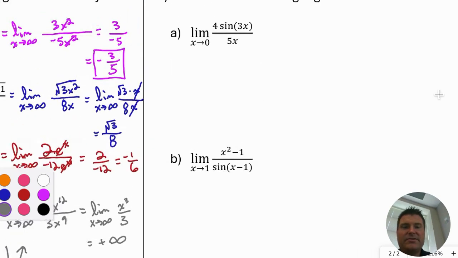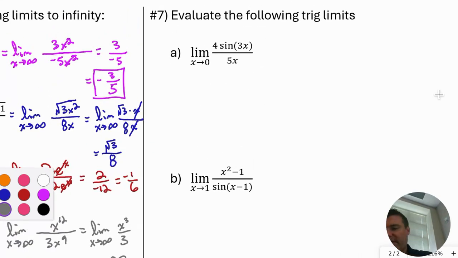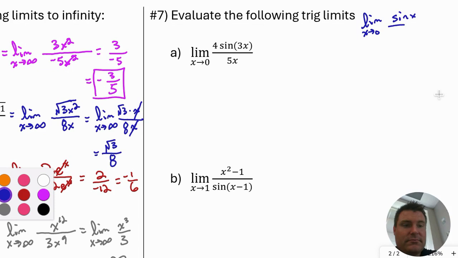All right, let's close this review video out with some trig. Here we go. Please do take note. It is super important that you know this property. The limit as x approaches 0 of sine of x over x is 1. The reciprocal is true as well. The limit as x approaches 0 of x over sine of x is also equal to 1.